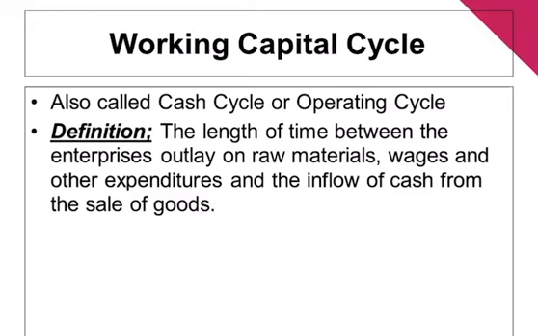The working capital cycle is also known as the cash cycle or operating cycle. The nice thing about it is that it tells you how long it takes from the moment we start our business, receive raw materials and make a product, and then sell it to the customer, to turn all these operations into cash.